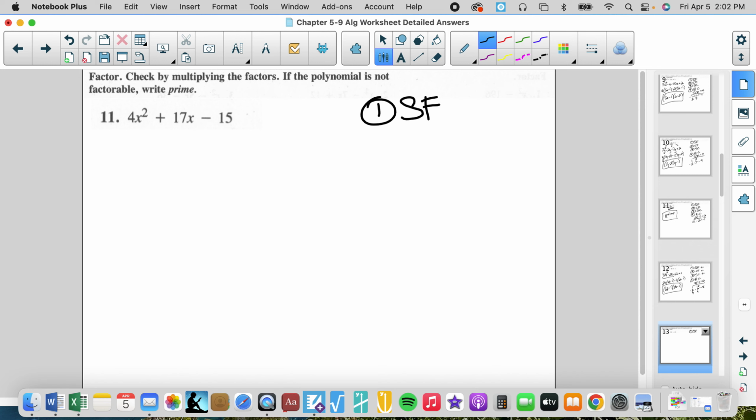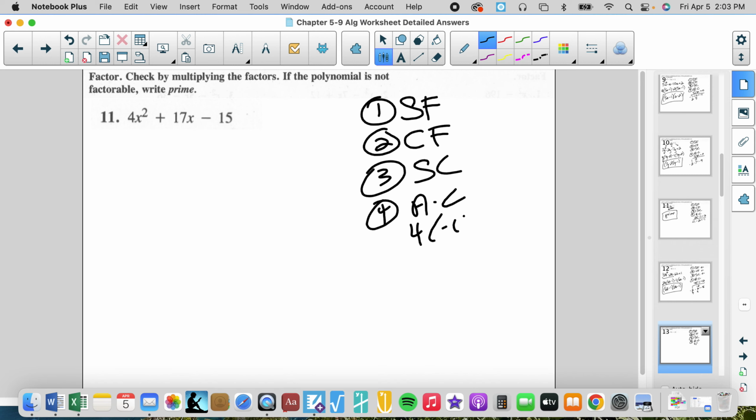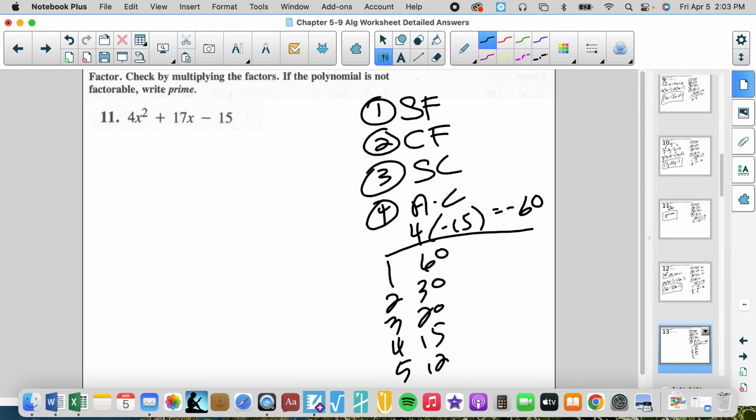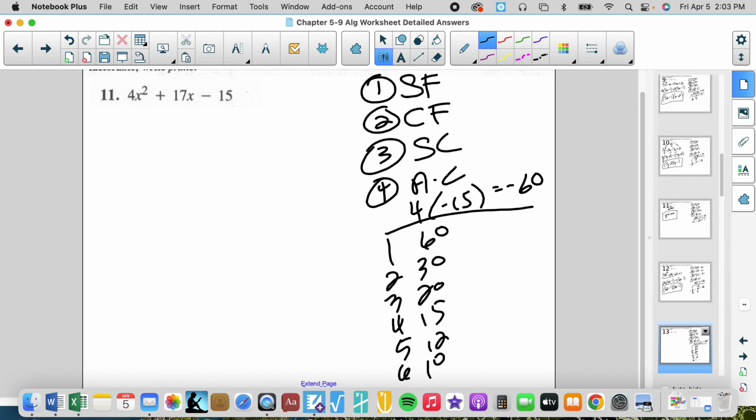Standard form, yes. Common factor, no. Special case, close. 4 is a perfect square, but 15 isn't. So we'll do A times C. We're going to get bigger numbers, 4 and -15. That's going to give us -60. 1 and 60, 2 and 30, 3 and 20, 4 and 15, 5 and 12, 6 and 10. And that's it. Signs are different.